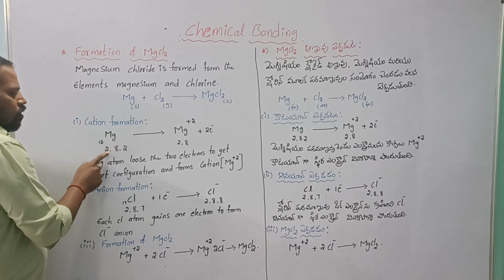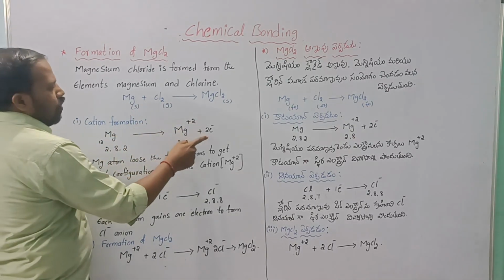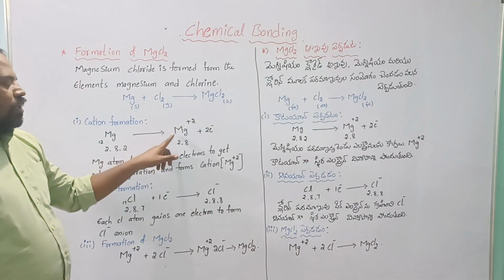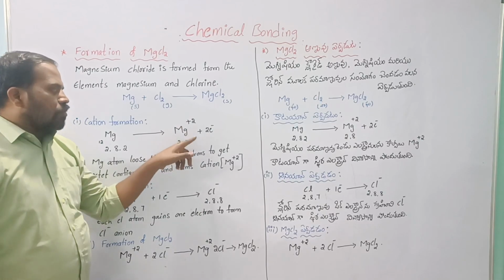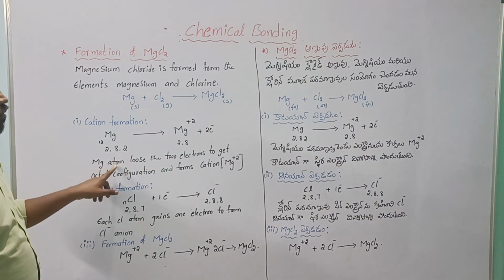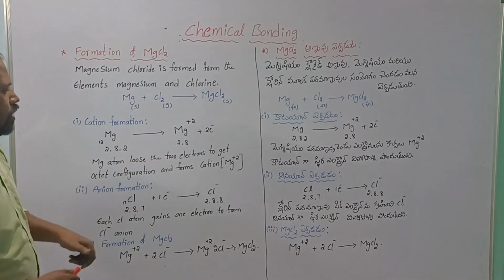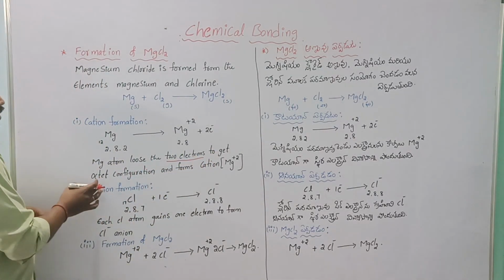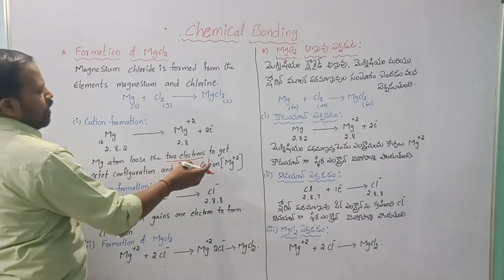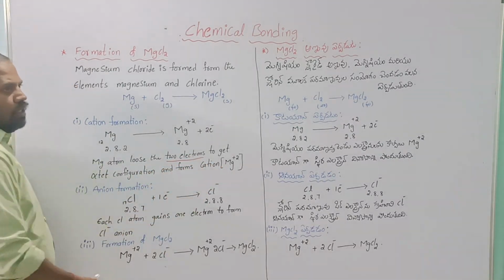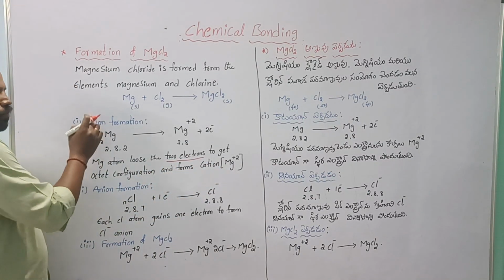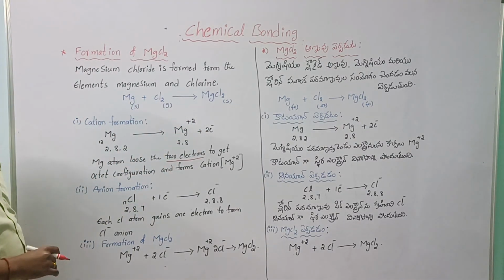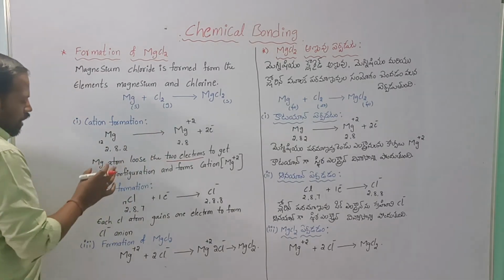Magnesium. So magnesium configuration is 2, 8, 2. Then it will lose the 2 electrons, then attain the octet configuration. Then cation formation here: Mg plus 2. So the statement written here: the magnesium atom loses the 2 electrons to get the octet configuration, and it forms the cation in the form of Mg plus 2. This is the cation formation. Next, anion.